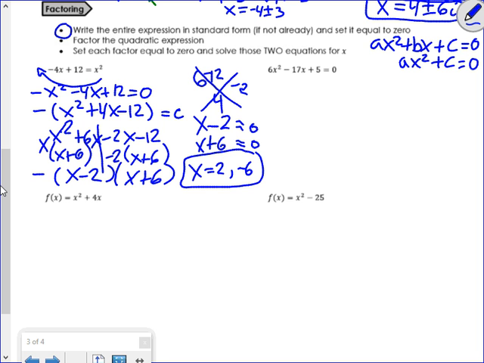Multiply the first and the last number together. So that would be 30. And then the middle number is negative 17. So I need two numbers that multiply to get positive 30 and add to get negative 17. Yeah, negative 15 and negative 2. Everybody agree? Okay, what do I do with those two numbers?